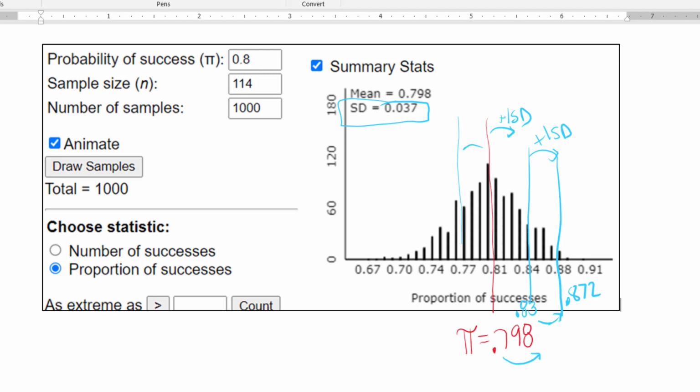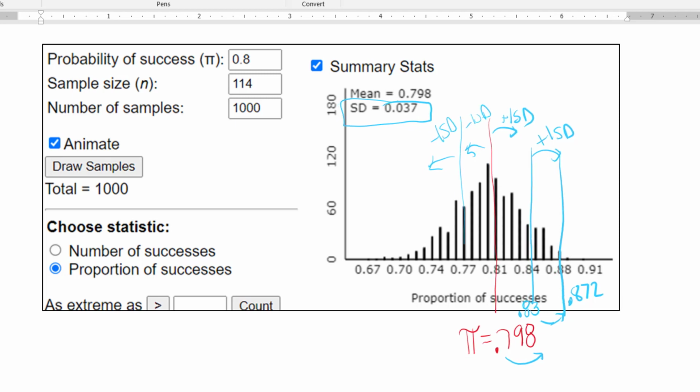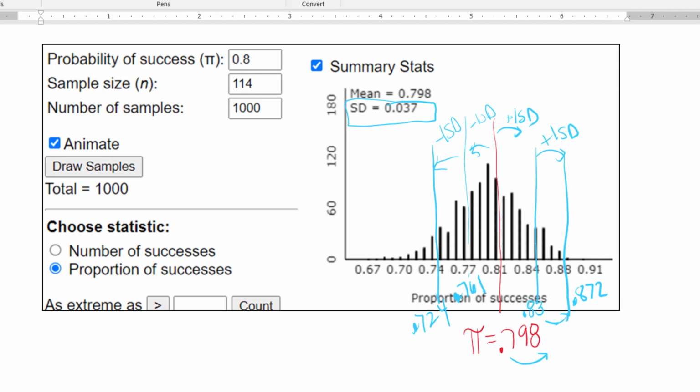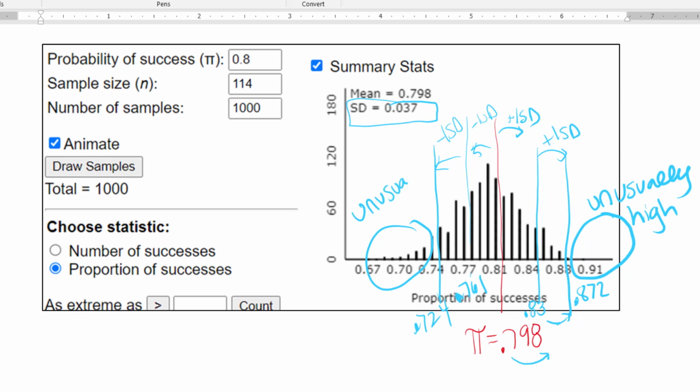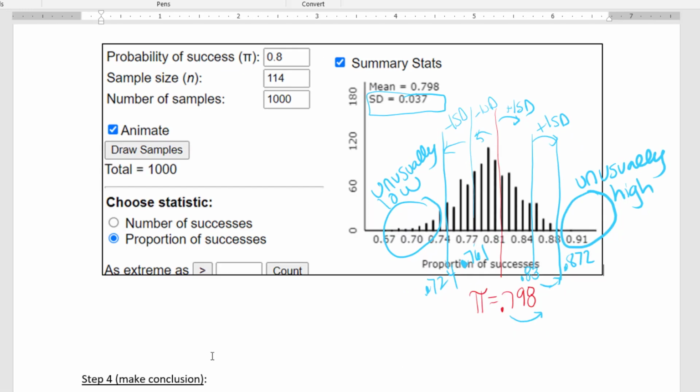We could also go down 2 standard deviations, so minus 1 standard deviation and minus another standard deviation to see what is unusual on the other side. And if you do that, you get 0.761, which is 1 standard deviation lower, and 0.724, which is 2 standard deviations lower. So I now have a sense of what's considered unusual. If we collected a sample of 114 individuals and our sample statistic was higher than 0.872, so 87.2% support for Mr. Young, that would be unusually high. And if we went out and collected a sample of 114 registered voters and found that less than 72.4% of them supported Mr. Young, that would be unusually low. This is all assuming that it's true that 79.8% of the population supports Mr. Young.